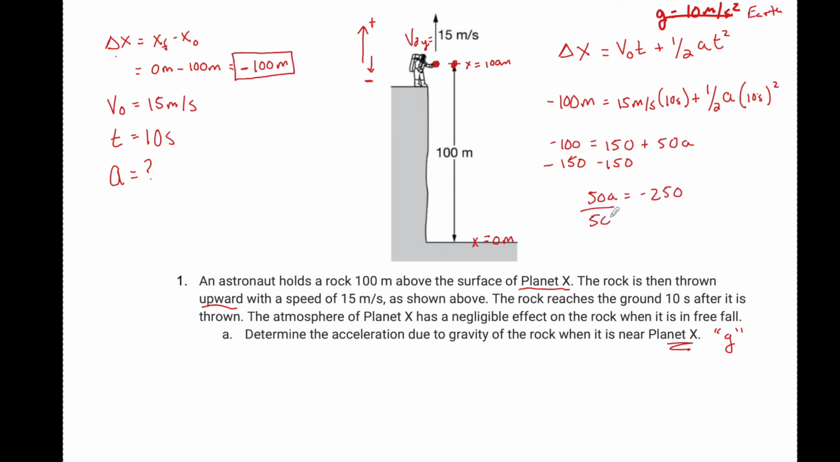Divided by 50, divided by 50. The acceleration, and in this case, the acceleration due to planet X, is going to be minus 5 meters per second squared. Now, does that minus make sense? Yes, as it's traveling upward, little g points downward in the minus direction.